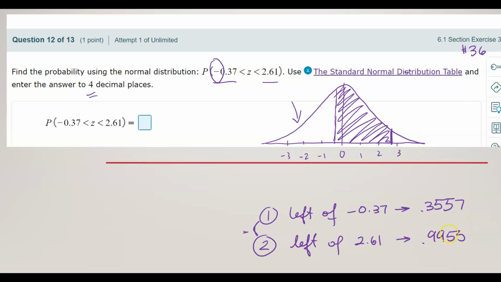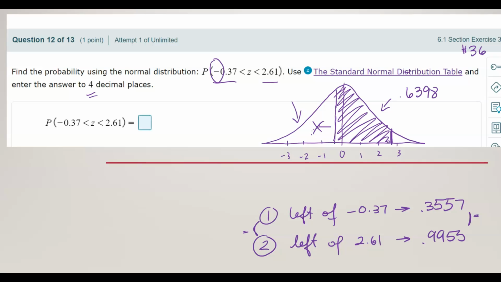When you're subtracting them, why am I subtracting? Because I don't need the left side. That left side must be removed. Throw it away. Subtract these two, and this area over here should end up with 0.6398. If you subtracted the bigger number from the smaller one, you're going to end up with a negative number. Don't worry about it. Just remember that you need the bigger number and then subtract the smaller number, this left area that is essentially trash.